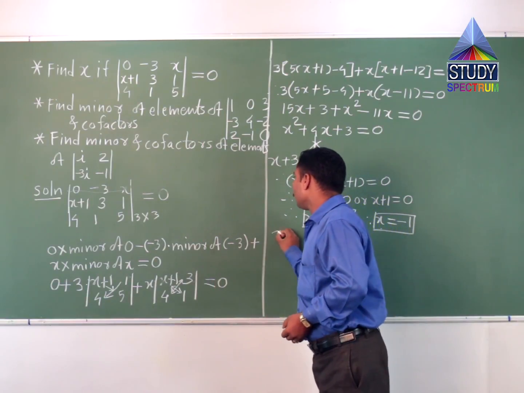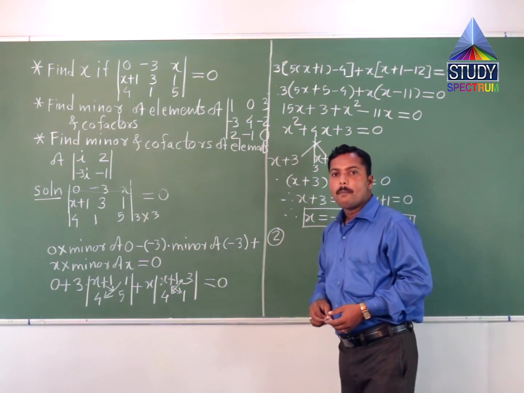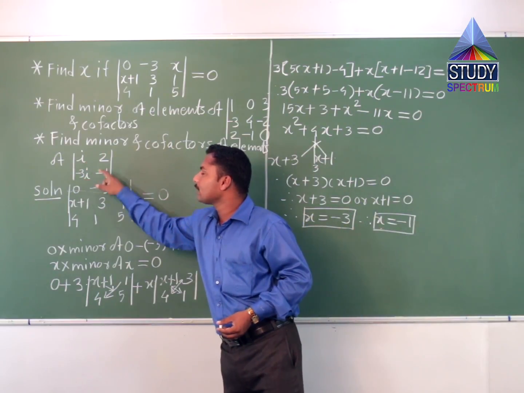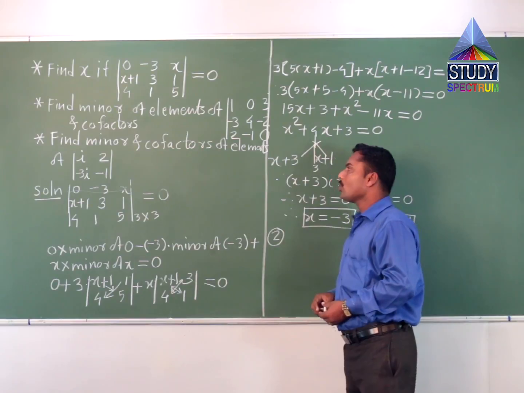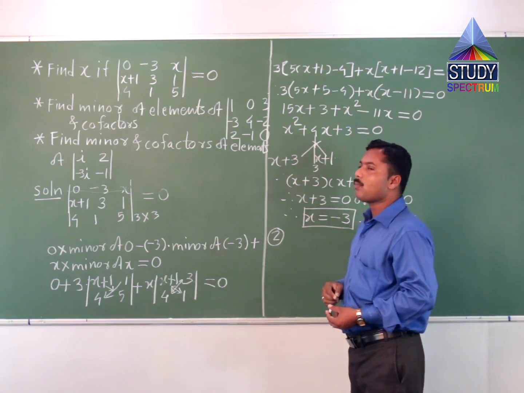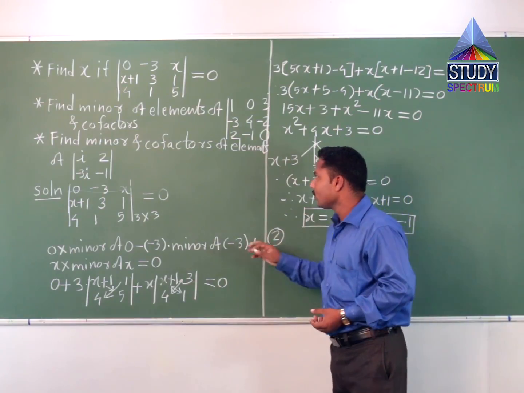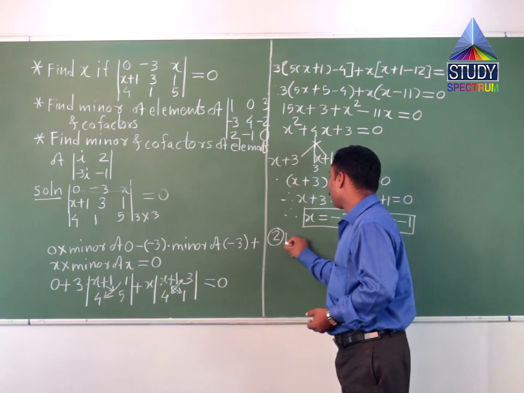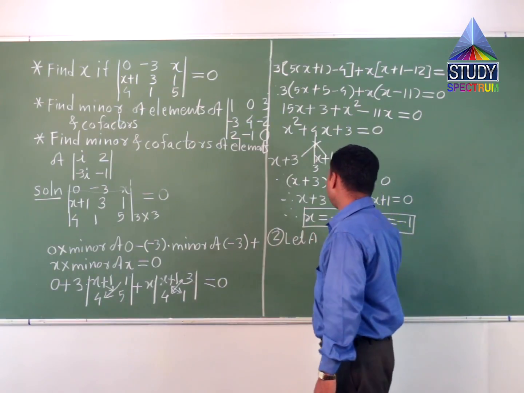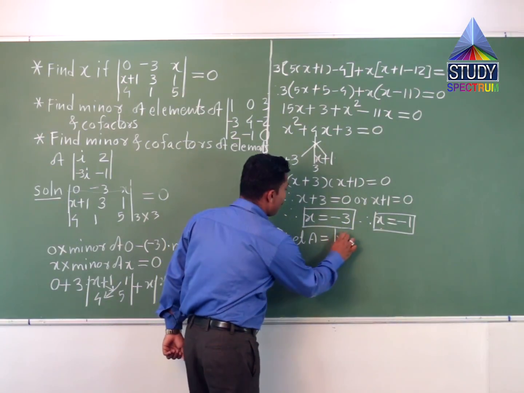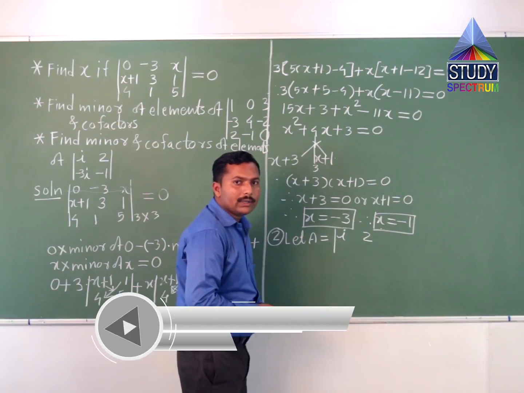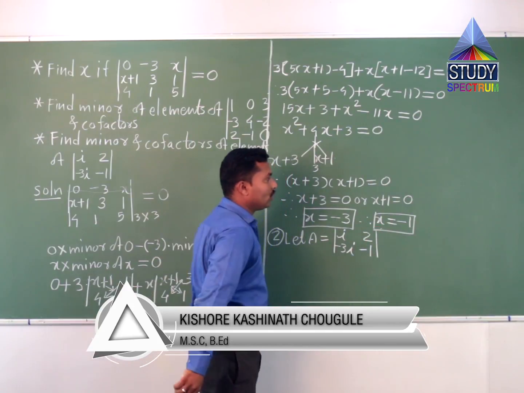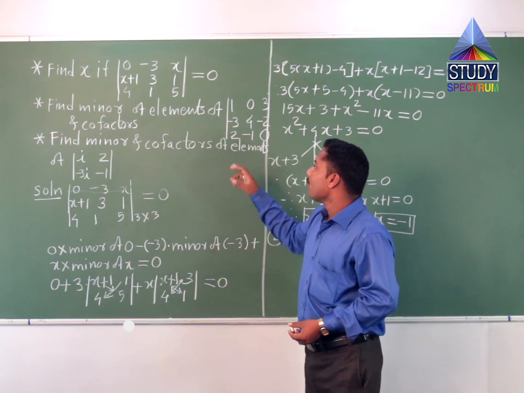Okay, so second is find minor and cofactors of elements of the determinant |i 2; -3i -1|. So what is the definition of minor is very important. First we assume the given determinant is A. Let A equal to determinant of i, 2, -3i, and -1. Here we want to find minor and cofactor.